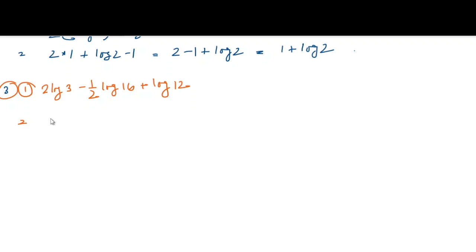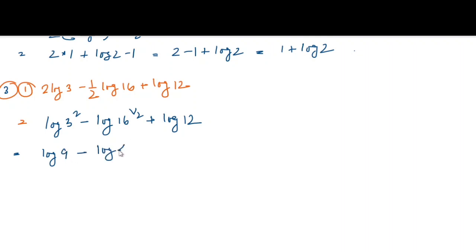Here we can write single logarithm, that means log 3 to the power 2 minus log 16 to the power half, okay, I'm changing the color here. Now here you can see 2 log 3, so log 3 to the power 2 minus log 16 to the power half plus log 12. Okay, so here it is log 3 square means 9, minus log 16 to the power half, that is root 16, that is equal to 4, plus log 12 will keep as it is.